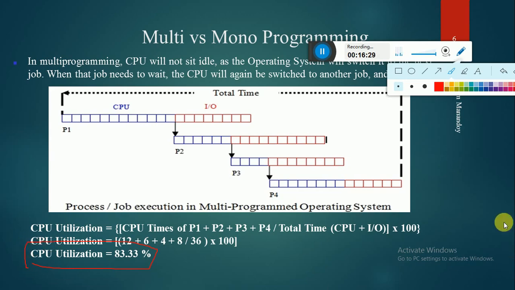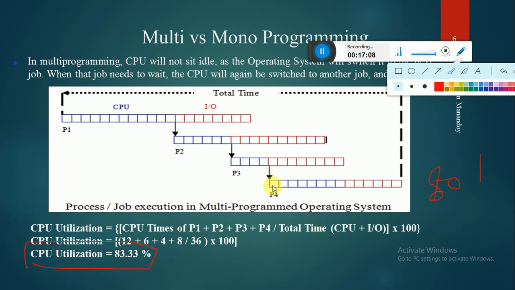In previous class, 80% time of CPU was wasted. In this case, 83.33% time of CPU is utilized. So you can imagine the difference, that how much time of CPU you can utilize in a multi-programming operating system, and how much time of CPU you can utilize in a mono-programming operating system, right? I will be giving you an assignment where you can find out in a mono-programming operating system.